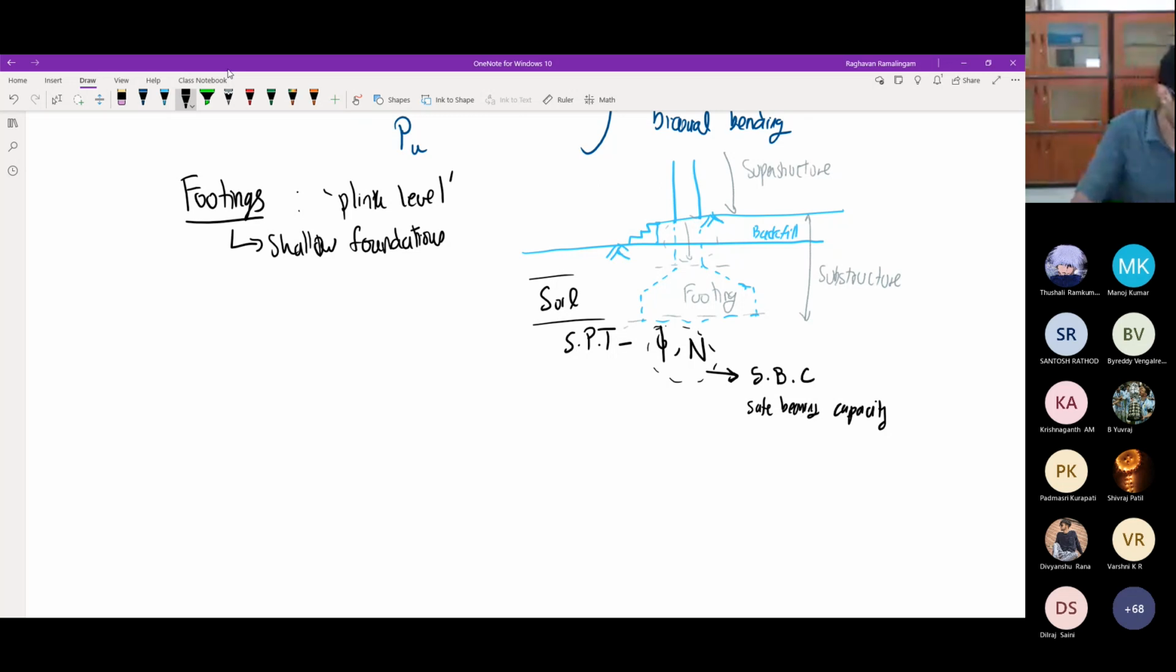SBC. Okay, so the design of the footing depends a lot on your SBC, as much as it depends on your grade of concrete and your grade of steel. Grade of steel probably plays the least role in the design of footing. The biggest role in the design of your footings is your SBC and your grade of concrete.